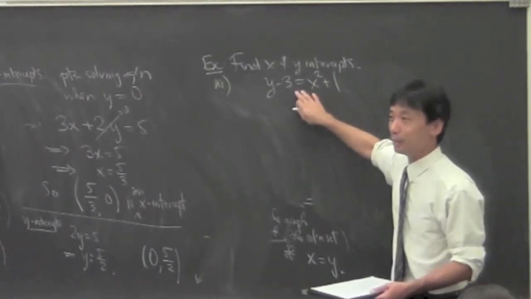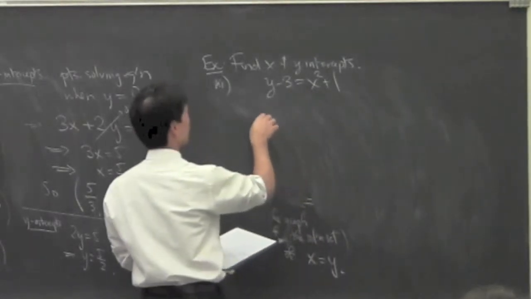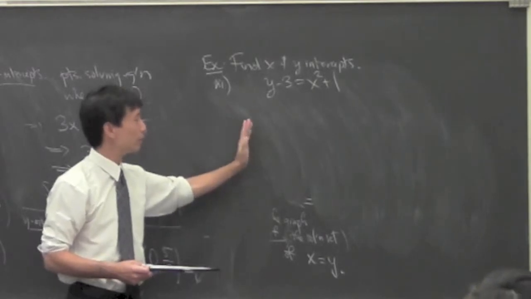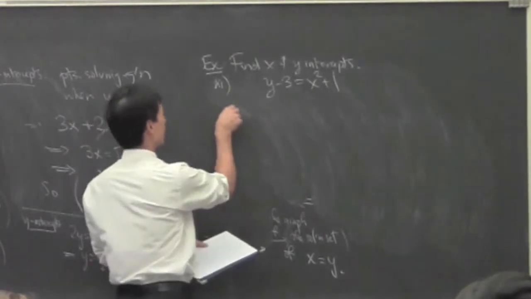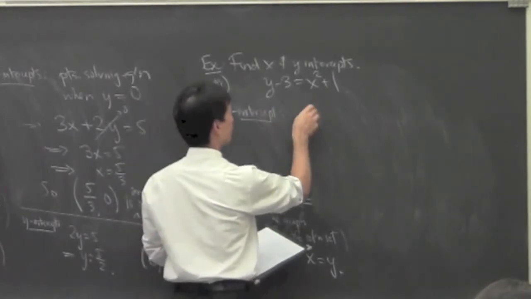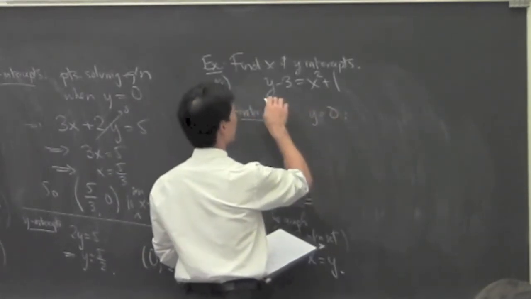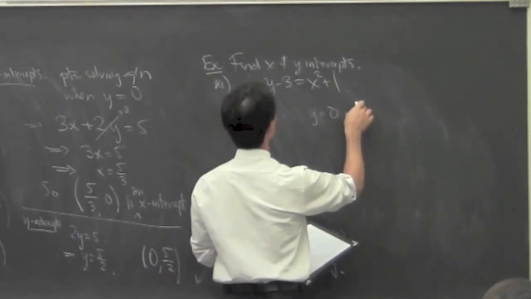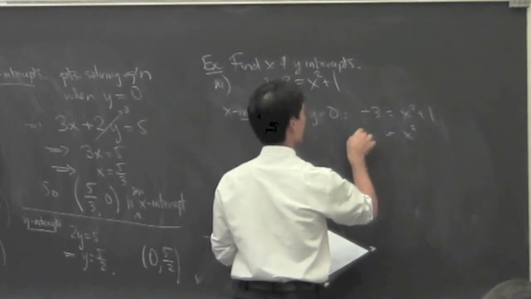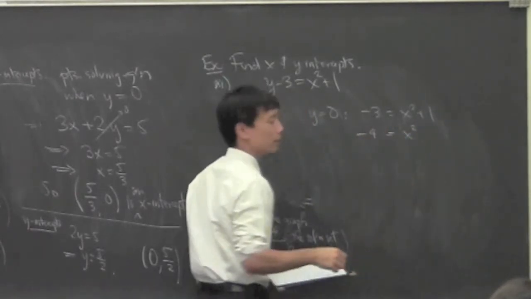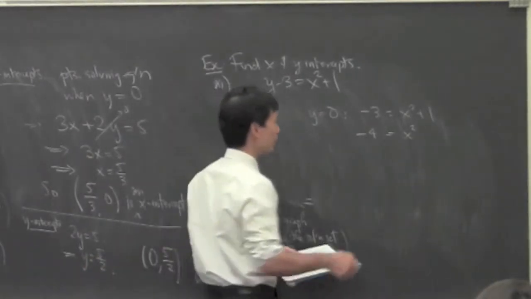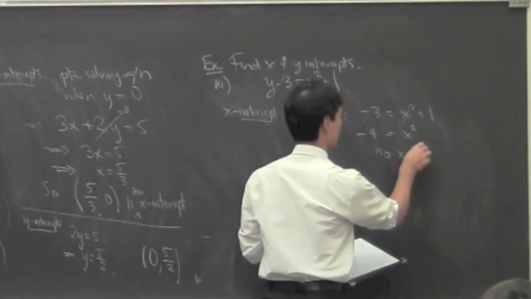But so let's do it. Right. So how do you find the x-intercepts? Well, you set y equals 0. Right, and then you get that negative 3 equals x squared plus 1, so x squared is equal to negative 4. And in the reals, there's no such thing, and that doesn't happen. So no x-intercept.